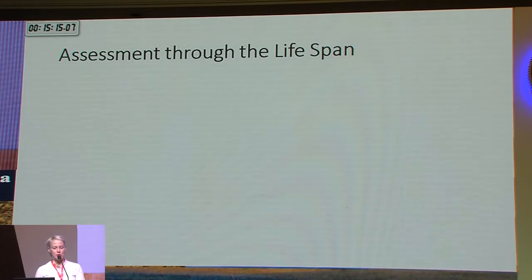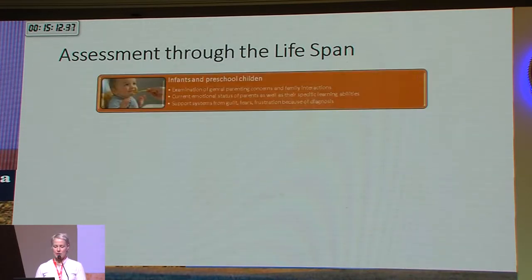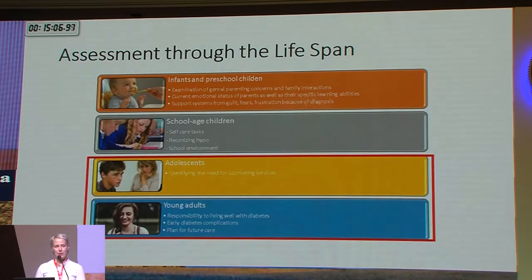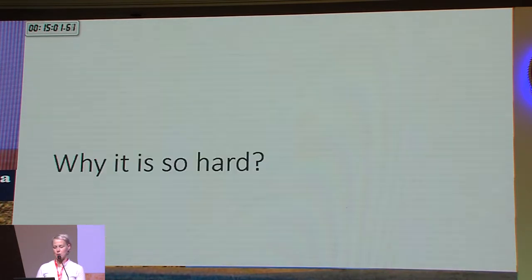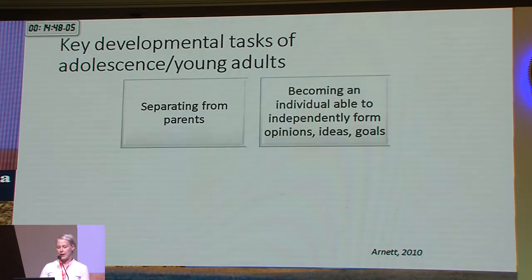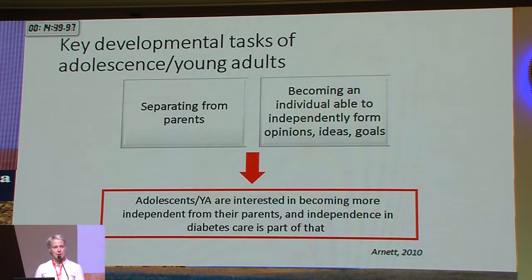What should we do when we are talking about assessment through the lifespan? We just need to remember that all these ages have their own things to think about, and so we have a lot of problems here in our adolescent population and in young adults. Why is it so hard? Because we need to remember some psychological issues here. There are some key developmental tasks of adolescents and young adults. The first is separating from parents, and the second, they become an individual able to independently form opinions, ideas, and goals. And that's the reason for worsening of diabetes control in our young patients.